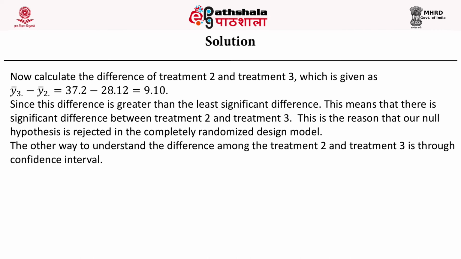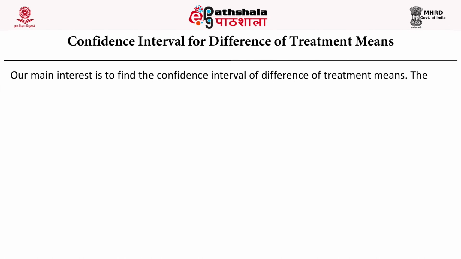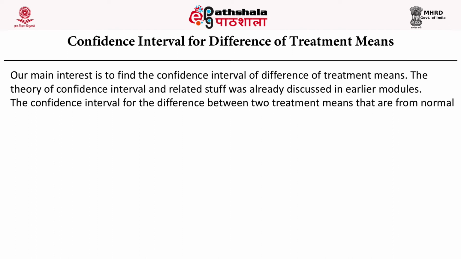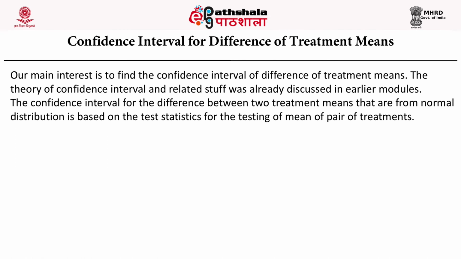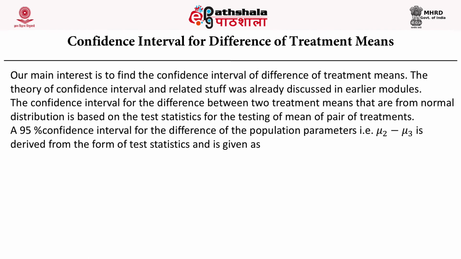The other way to understand the difference between treatment 2 and treatment 3 is through confidence interval. So in this section we discuss how we can find out the confidence interval for the difference of treatment means. Our main interest is to find the confidence interval of the difference of treatment means. The theory of confidence interval and related stuff were already discussed in our earlier module. The confidence interval for the difference between treatment means from normal distribution is based on the test statistic for the testing of means of a pair of treatments.